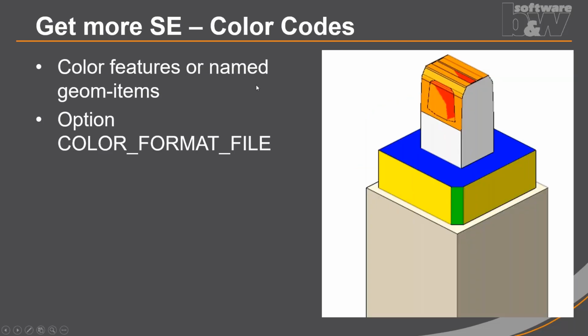Or in the other direction, for a more automatic approach, you can use color codes. So there is a color configuration file in SMARTElectrode, which is controlled by the option color format file. And this can be used to color features or named geom items in the electrode model. So using these color codes, you can save a step or IGES file, including the surface colors, and send it to a measuring device that is able to read the 3D data.